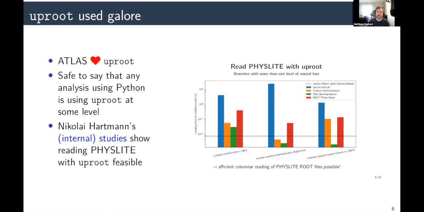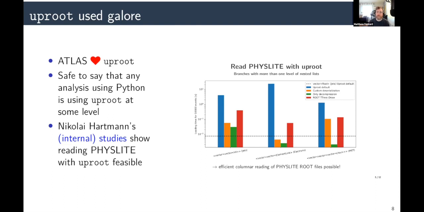It's basically safe to say that any PhD student right now in ATLAS who is trying to do something with Python is going to be using uproot at some level. Definitely also for the internal working groups that are doing any form of machine learning, uproot is basically a core thing there. And then also Nikolai has continued to do some studies looking at the actual feasibility of reading this PHYSLITE data format with uproot.